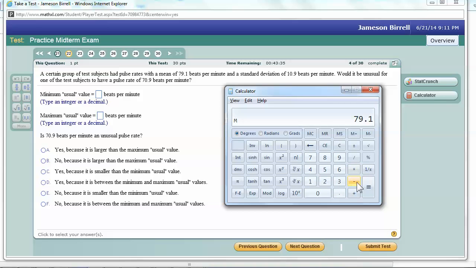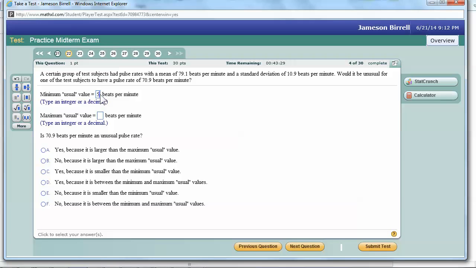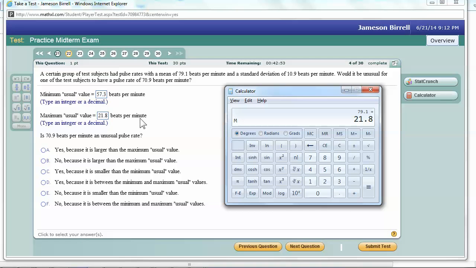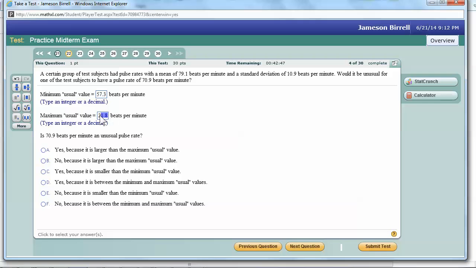So 79.1 minus, memory recall, 21.8 gives 57.3. Let me put the other one in. I messed something up there. Oh, I didn't hit enter. Good to pay attention to what I'm doing. Okay, so the usual max is 100.9.